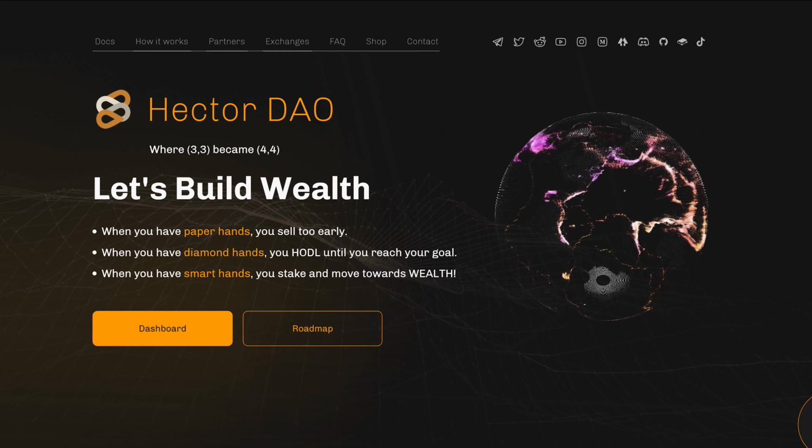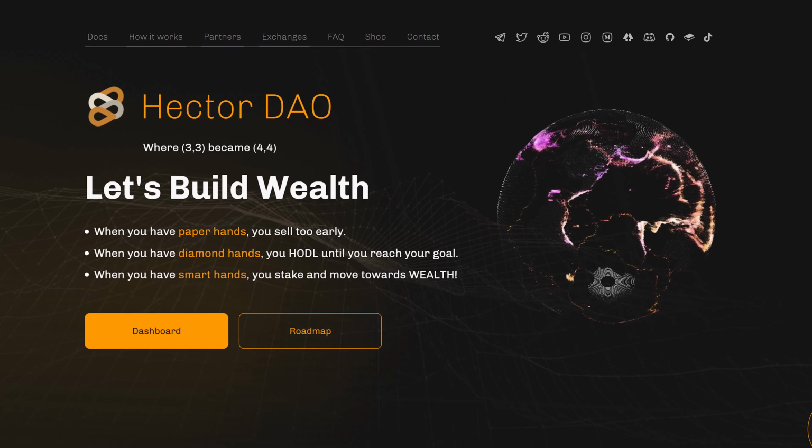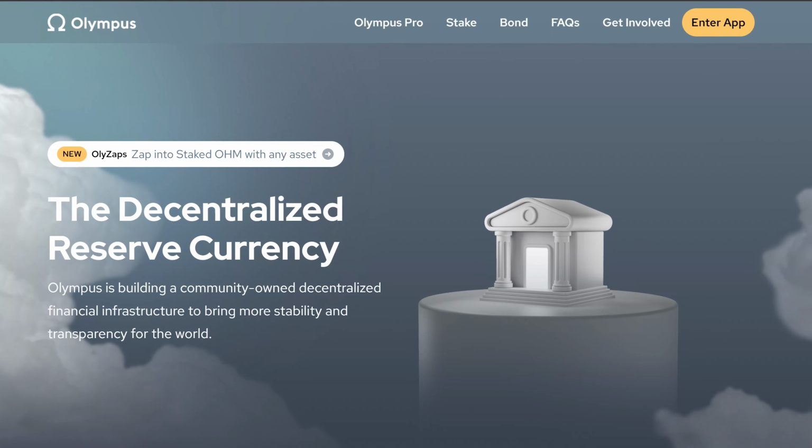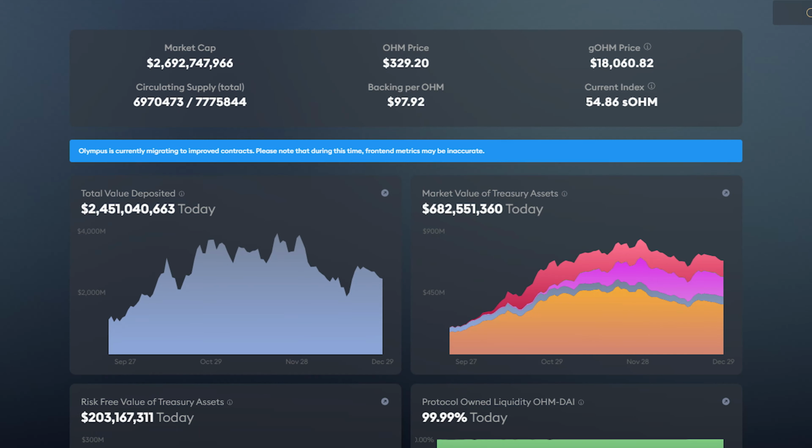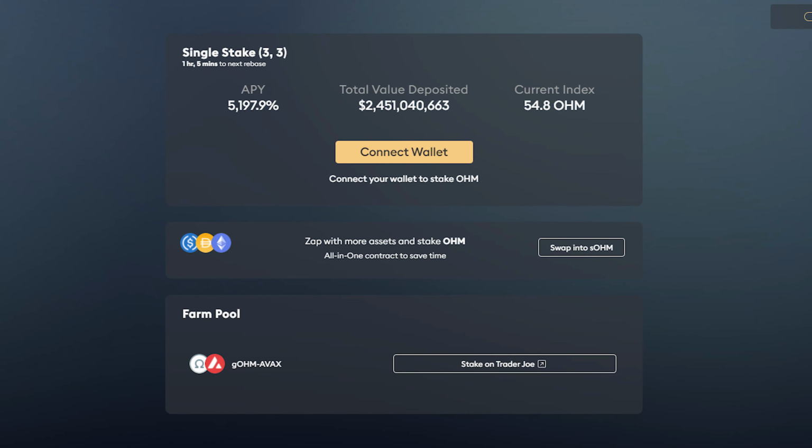In this example, I'm going to be talking about Hector DAO because I really like this DAO and I really like the honesty and work ethic of the team. And they're not the first one to start this whole DAO movement. The pioneer is Olympus DAO, and they're still the largest by market cap, sitting at over $2.7 billion right now, and they're still offering crazy high APYs of over 5,000%, which not a single financial institution can offer.